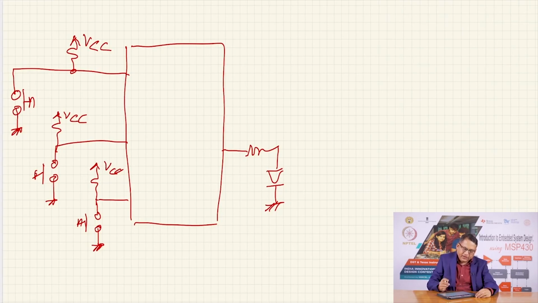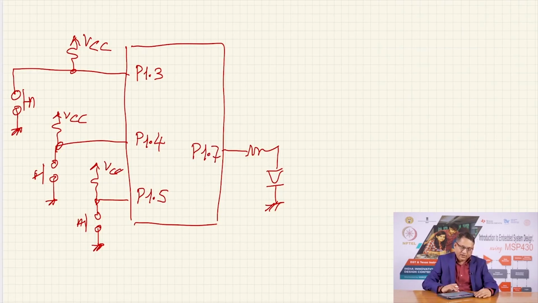and where are these connected? Where are these 3 switches connected? They are connected to P1.3, 1.4 and 1.5. So, let me write here P1.3 pin, P1.4 and P1.5, and as we know the LED is connected to P1.7.